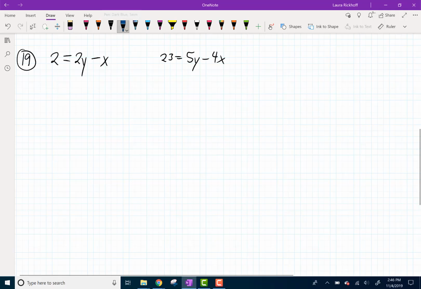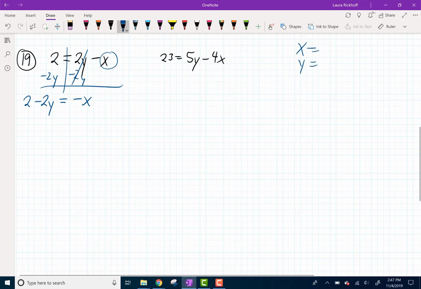Okie dokie. So we want one of these to be either x equals or y equals. And this guy is a nice target. He's all alone, and he's going to be easy to strip away from the other things. So I'm going to go ahead and try to solve for that x. I'm going to subtract 2y from both sides. So I'll just have 2 minus 2y equaling a -x.